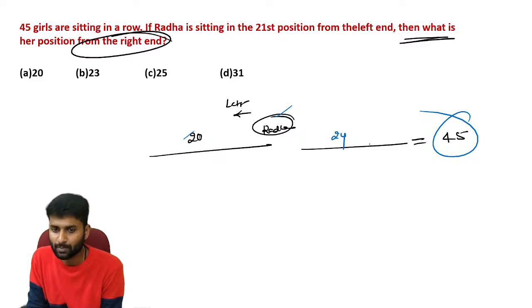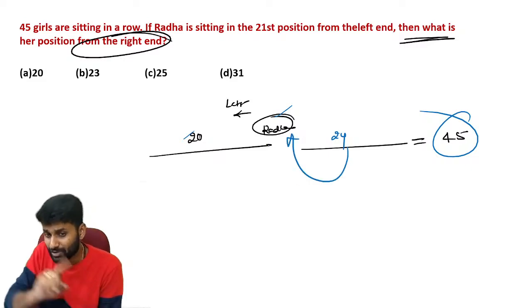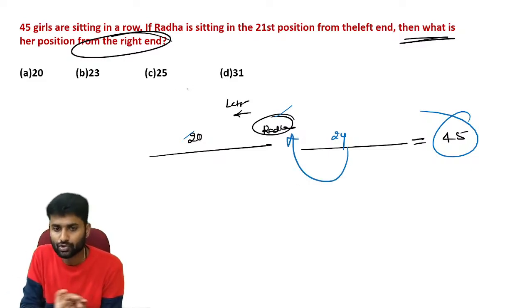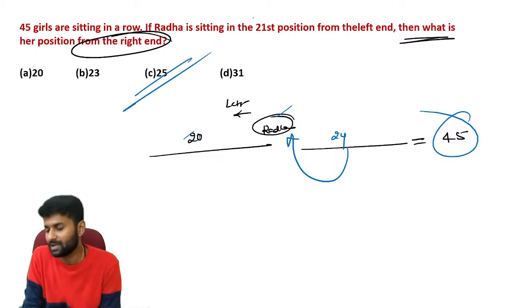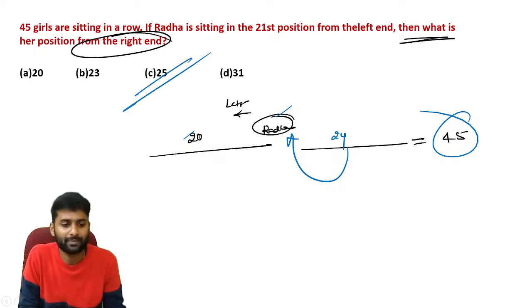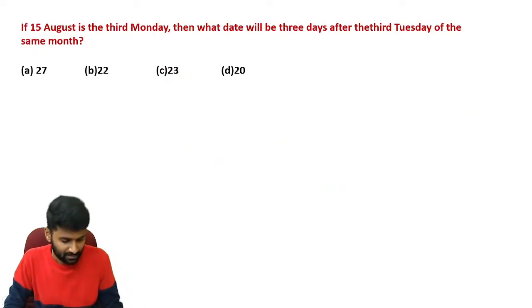Here the question is, what is the position from the right side? So you have to include Radha also. So don't choose option 24. If you include Radha, her position is 25th from the right end. Next.